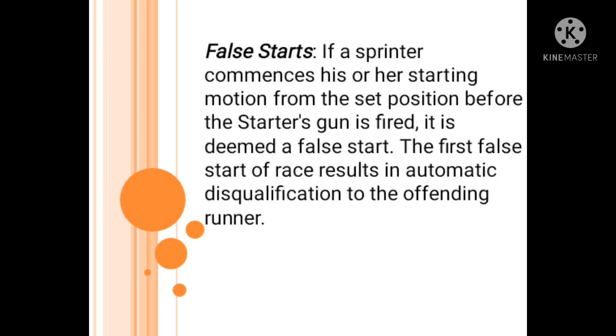False start. If a sprinter commences his or her starting motion from the set position before the starter's gun is fired, it is deemed a false start. The first false start in a race results in automatic disqualification of the offending runner.